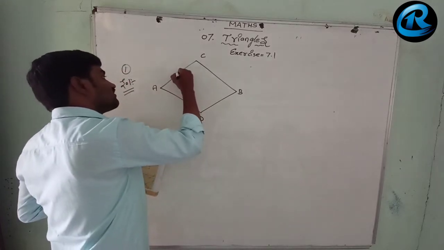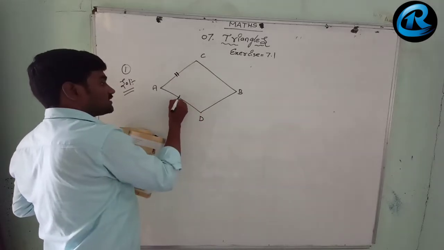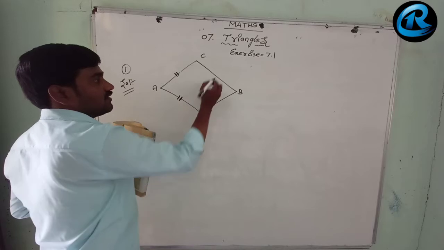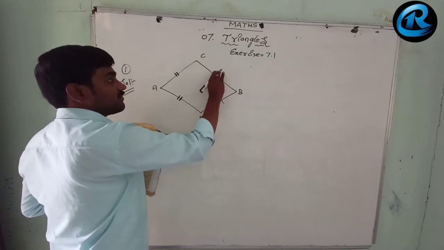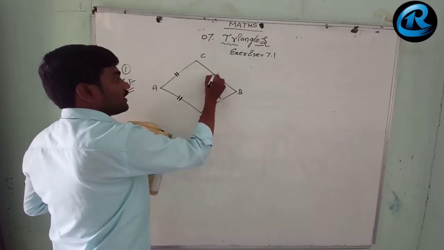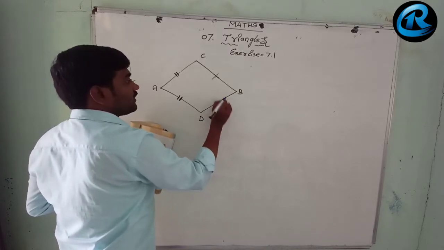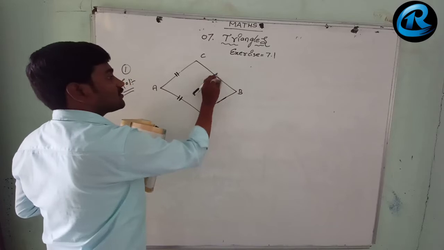That means the equal symbols will be shown like this by bars, either single bar or double bar. If it is a double bar, these 2 sides are equal. If it is a single bar, these 2 sides will be equal. Then one important thing I have forgotten to tell. I will discuss it with you in the problems only.